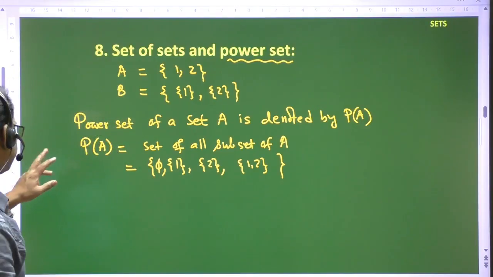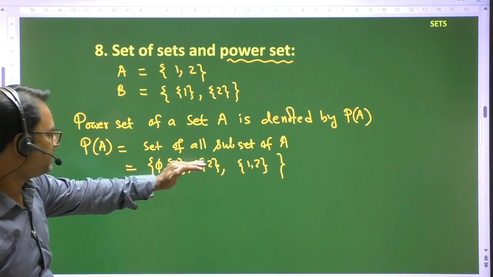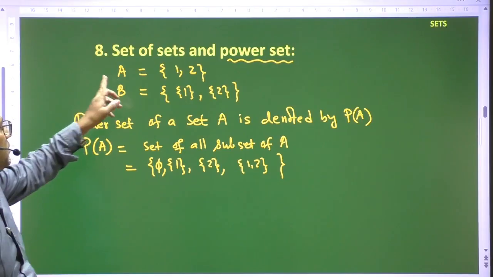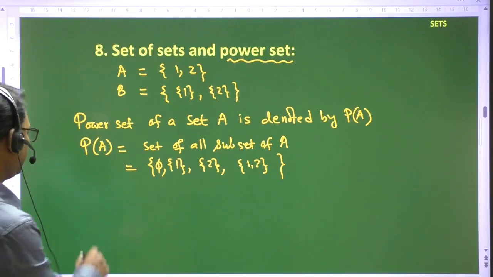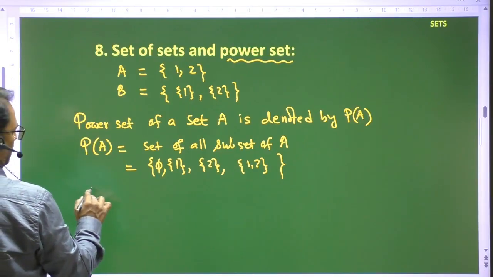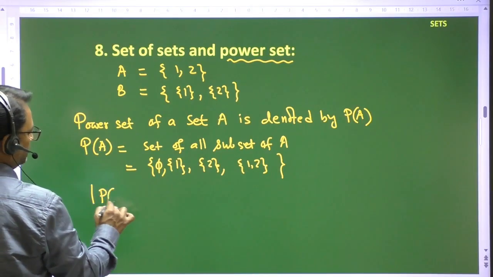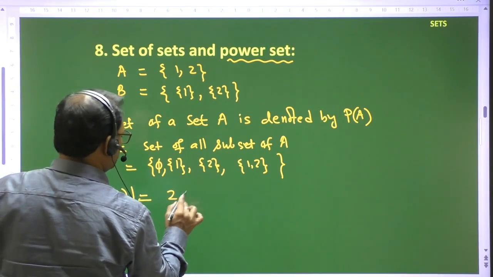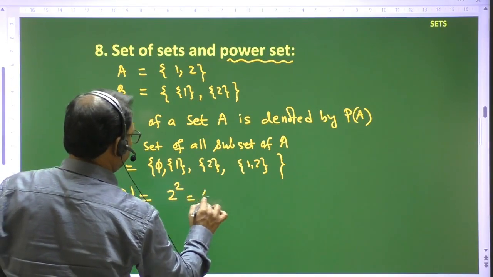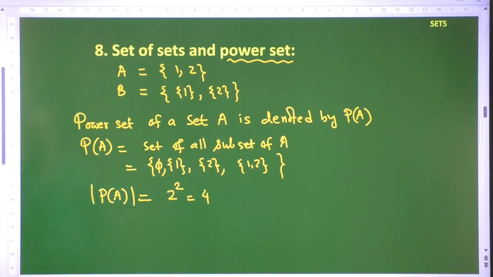So here you notice that the power set of A contains a total of 4 elements. The number of elements present in A is 2, and the power set of A contains 4 elements. So you can write that the cardinal number of the power set of A is equal to 2 power 2, that means 4. Okay, now I think the concept of power set is clear.